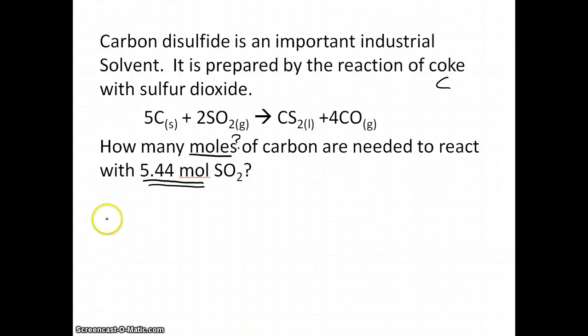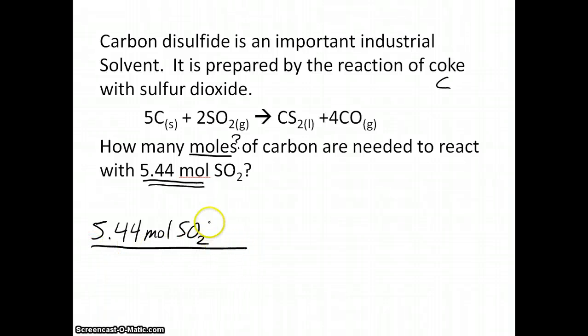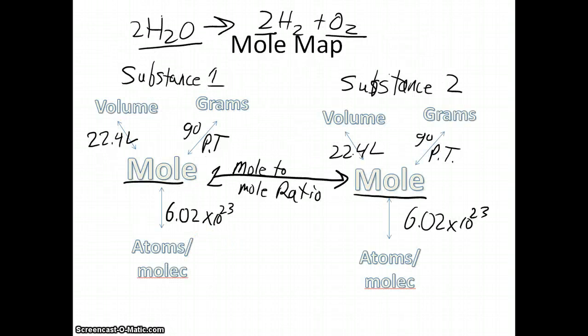Let's go ahead and start this. We're going to use dimensional analysis to solve this. So we start with 5.44 moles of SO2. Now, I can't stress this enough: labels are so important in this chapter. If you're not labeling, you're in trouble. But 5.44 moles of SO2, that's what we start off with. Let's go back to our mole map real quick. If we're in moles of substance 1, we need the mole-to-mole ratio to get to substance 2.